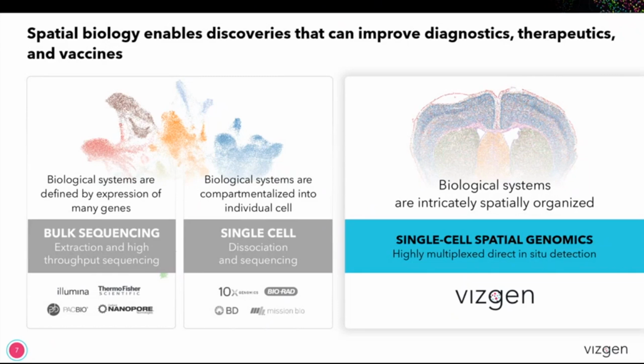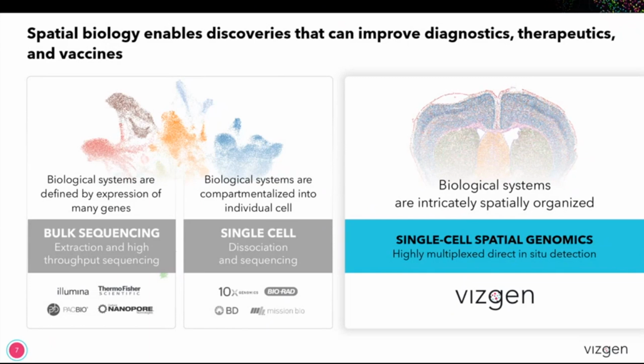And then we started moving towards single cell based analysis. It really helps us understand biological systems as being compartmentalized into individual cells and compare gene expression between two different cells. Based on this, it's quite straightforward to understand the extra layer of information that single cell spatial genomics brings. We're still working in the single cell mindset, but we're adding in situ detection, so we really understand how biological systems are spatially organized.